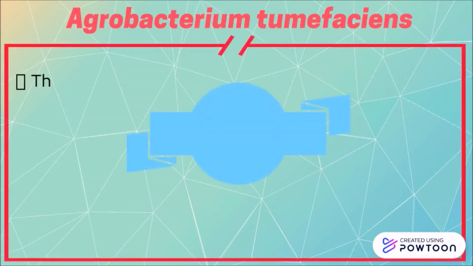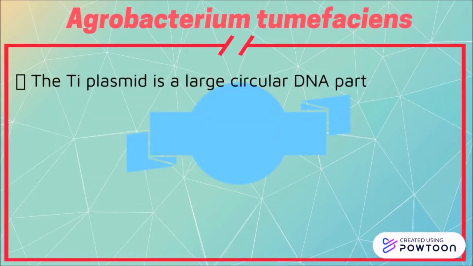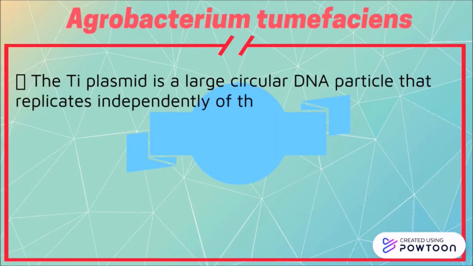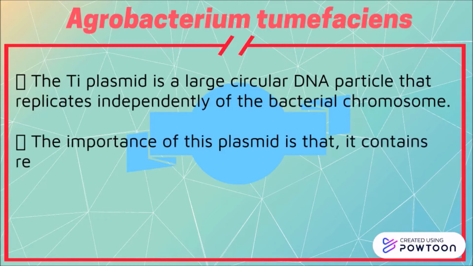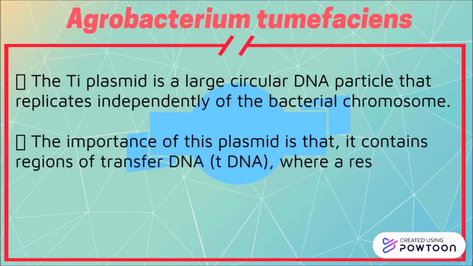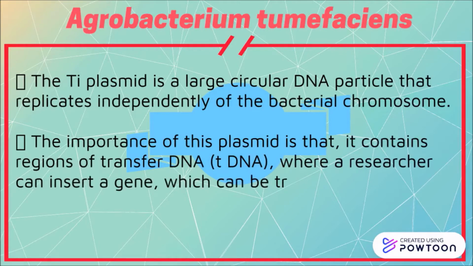The Ti plasmid is a large circular DNA particle that replicates independently of the bacterial chromosome. The importance of this plasmid is that it contains a region of transfer DNA where a researcher can insert a gene, which can be transferred to a plant cell through a process known as protoplast transformation.